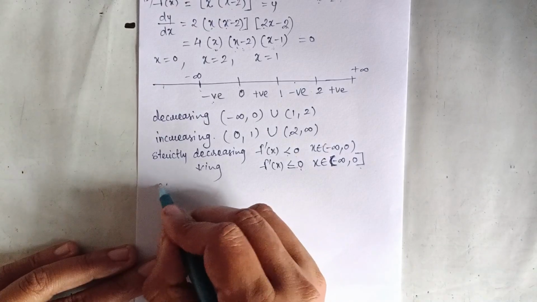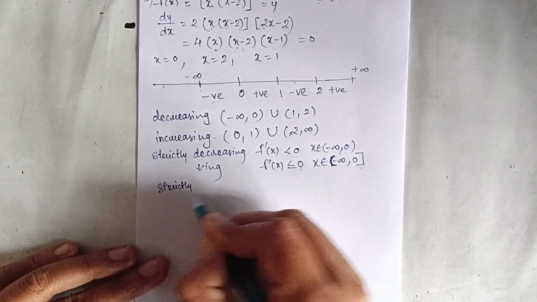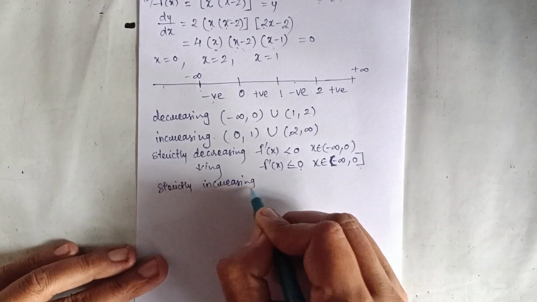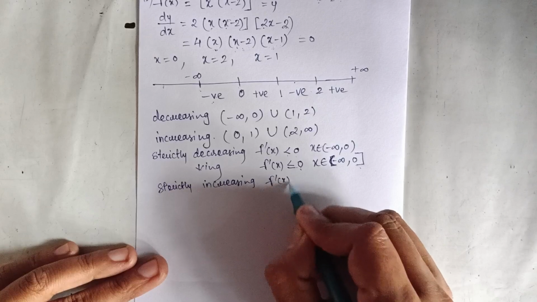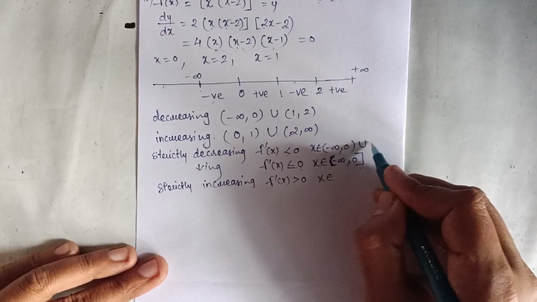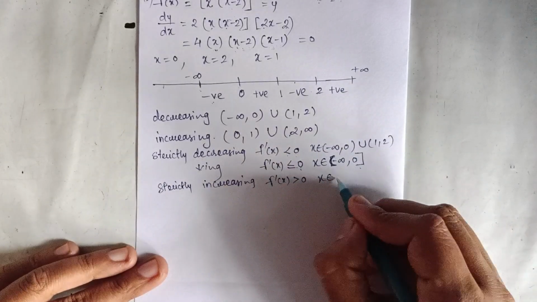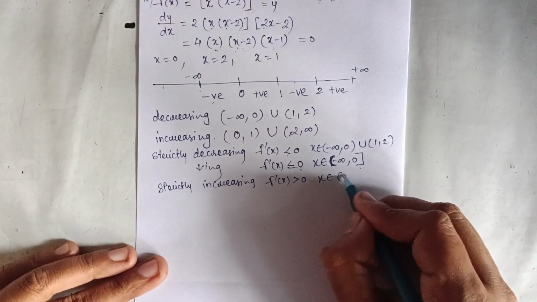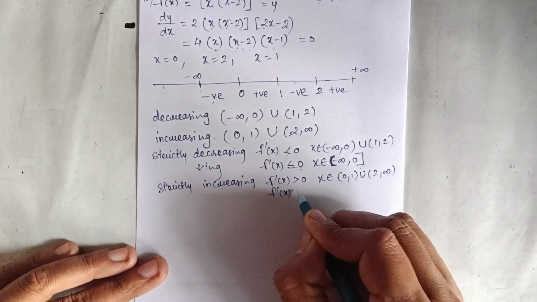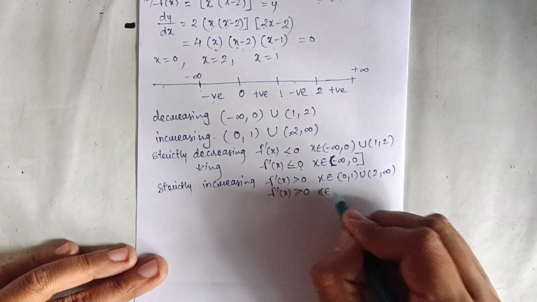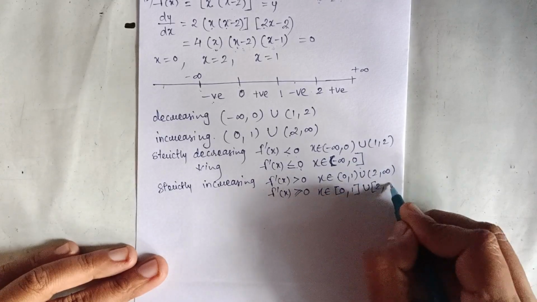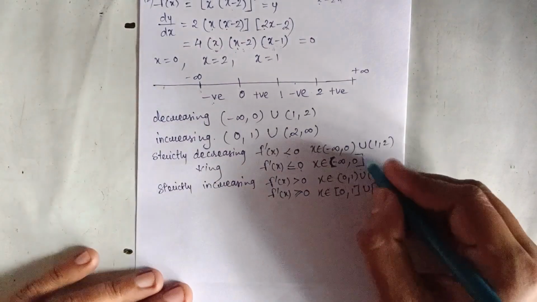Similarly, for strictly increasing, we have f dash of x greater than 0. So we don't take the end points, this is union. So this will be 0 to 1 union 2 comma infinity. For only increasing, it is greater than or equal to 0. So this becomes closed, from 0 to 1, both are there. Like this it is.